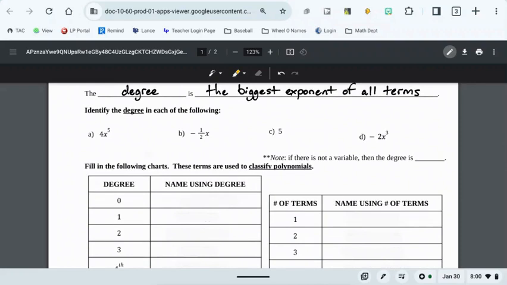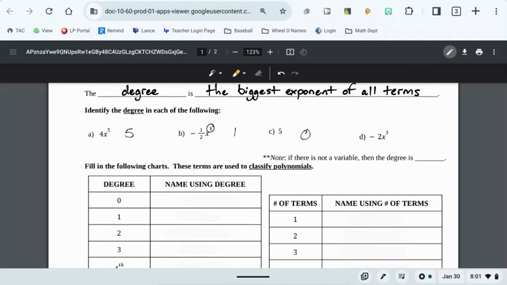In A, we have 4x to the 5th power, so the degree of this is 5. And we're going to talk about exactly what we call these degrees in a minute here. The next one, if there's no exponent there, remember there's an invisible 1. So that is our degree, the largest degree. The next one, 5, there is no variable or exponent, but it's just a constant. So our degree is 0.